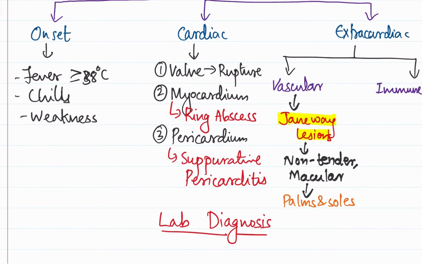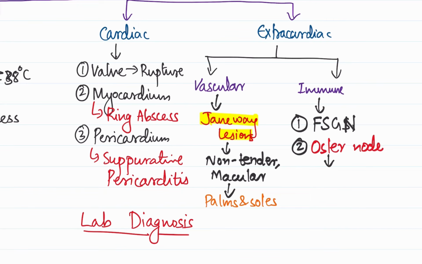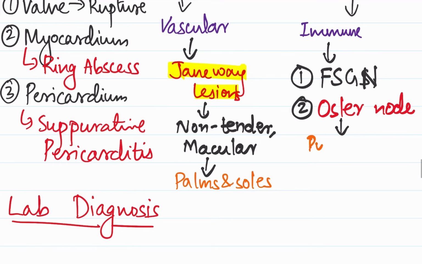Now, what are the immune-mediated reactions? The first one is glomerulonephritis, that is due to the immune complex deposition in the kidney. What type of glomerulonephritis? Focal segmental glomerulonephritis, which we'll discuss more in the chapter of kidney. Second one, they lead to characteristic findings, one of which is Osler's node. What is an Osler's node? An Osler's node is formed due to the immune complex deposition at the pulp of digit. So the location is pulp of digit. Janeway lesions are found at the palm and sole, whereas Osler's node is found at the pulp of digits.